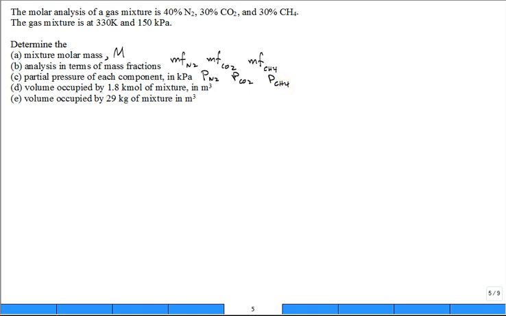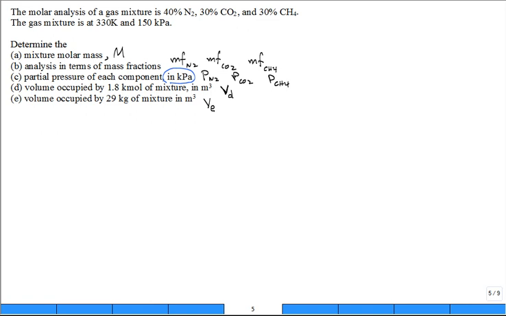Notice that the partial pressure is given in kilopascal, the units. So partial pressure has units of pressure. And then the volume occupied by 1.8 kilomole of the mixture. So we want to calculate this volume when there just happens to be 1.8 kilomoles. Let's just call it the volume for answer to part D. Because in part E it says what's the volume occupied when you have 29 kilograms of the mixture. That's the volume answer for part E. There's just two volumes. Just need to calculate two volumes.